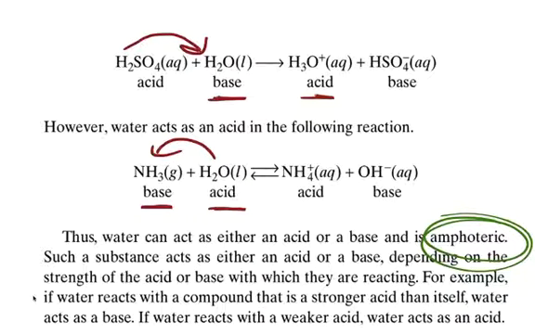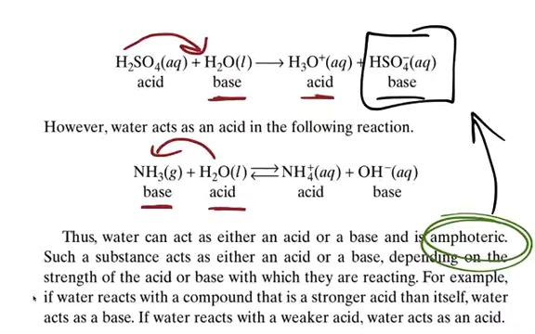So water is amphoteric. Other things that are amphoteric, remember, hydrogen sulfate. Actually, in this case, it's its conjugate base. But if we put that in water, that could act as an acid. So this also could be amphoteric. So again, anything that we see on both sides of that list can be amphoteric. Water is really the big one that we need to remember.